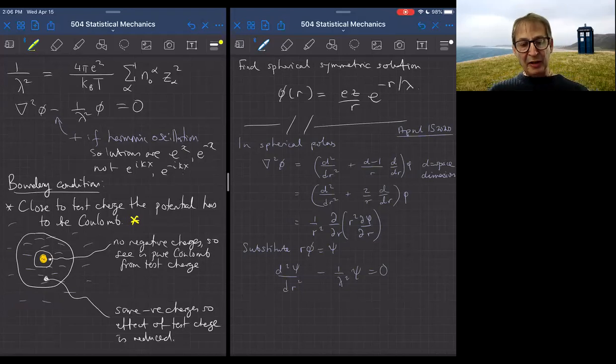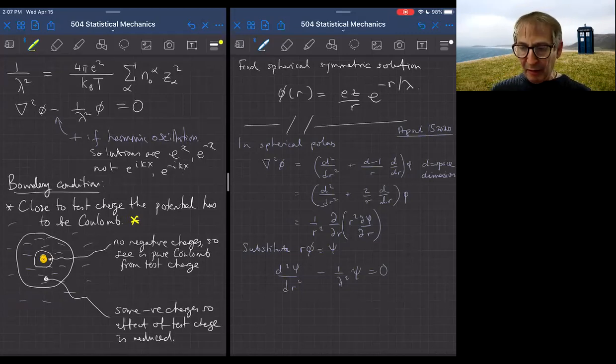Then we ask ourselves, if we have to solve this equation, we need to have some boundary conditions. The boundary conditions are very simple because very close to the charge, the potential has to be Coulomb. The further away you are from the test charge, the more negative ions there are that intervene. And so very close to it, the potential should be a pure Coulomb potential. So what we're going to do today is solve this equation and then look at the physical significance of the solutions.